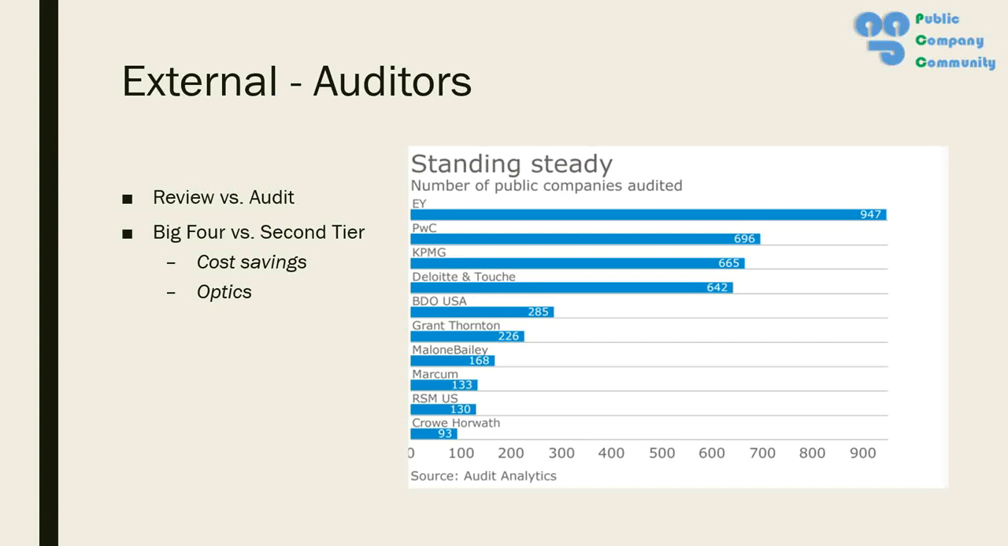Now, one thing that you will definitely see going from a Big Four to a second tier is cost savings. You will almost always see it, and it'll be significant too. You're talking 50 to 75% cost savings. So it's something to think about.